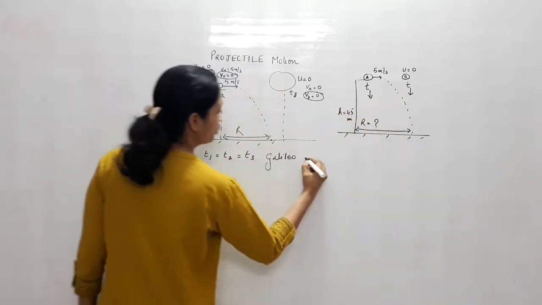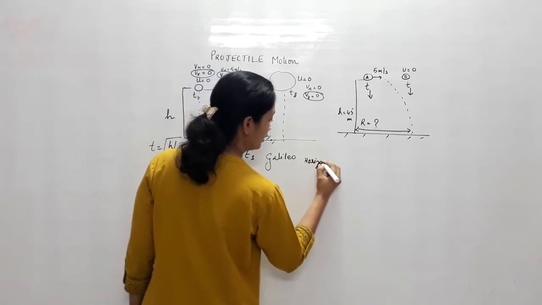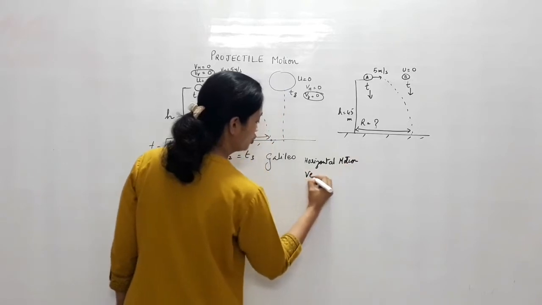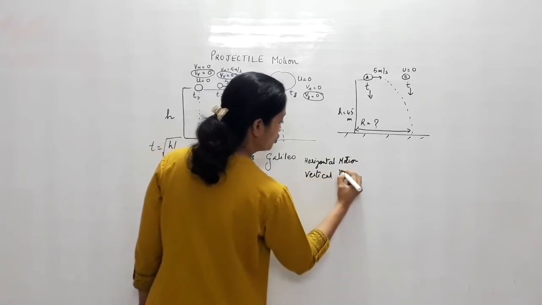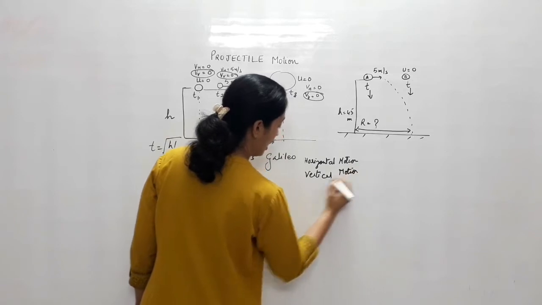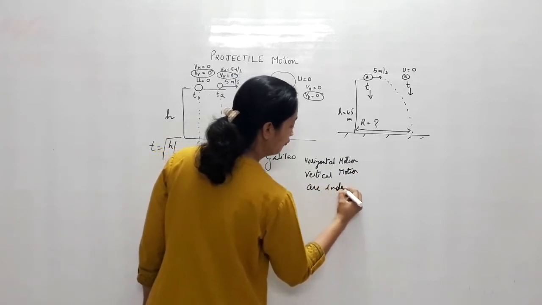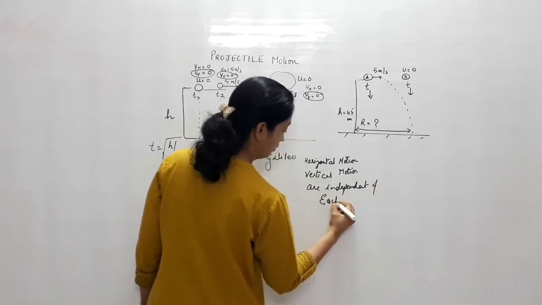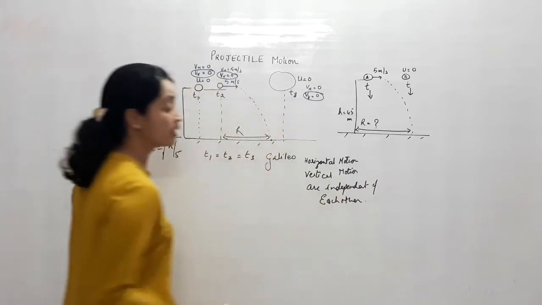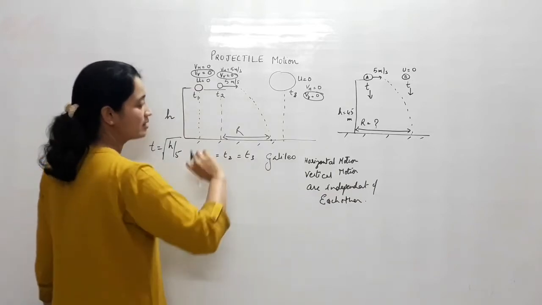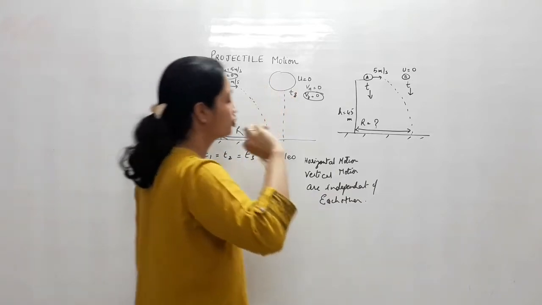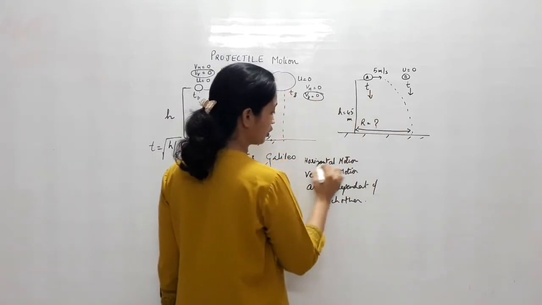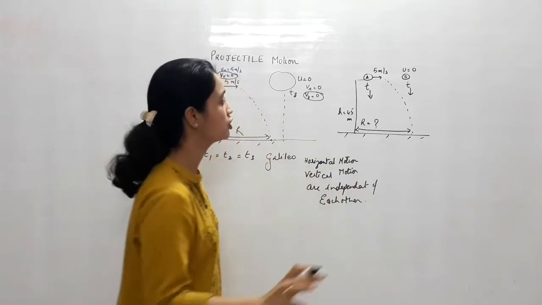Why? Because horizontal motion, this is something you need to keep in mind, horizontal motion and vertical motion are independent of each other. Why? Because once you throw a projectile, we'll see, tell you later on. Okay, let us first solve this question, understanding that horizontal motion and vertical motion are independent of each other.